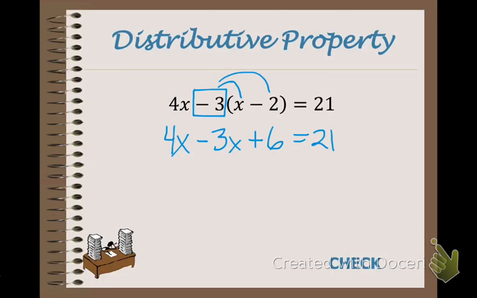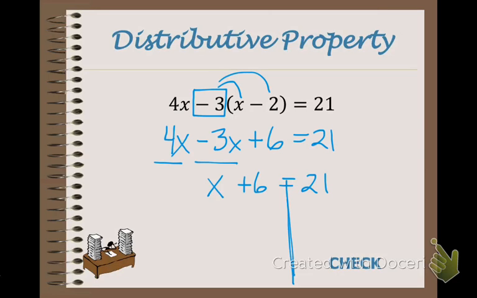And my 21 does not change. Now I have combining like terms. 4x minus 3x is 1x, or plain x, plus 6 equals 21. Remember, at this point, I am not worried about moving anything to the other side of my equal sign, so I have not had to do the same thing to both sides or keep that balancing act.